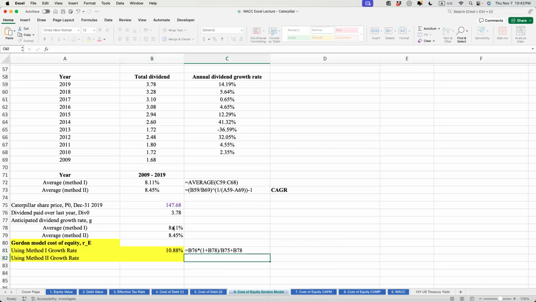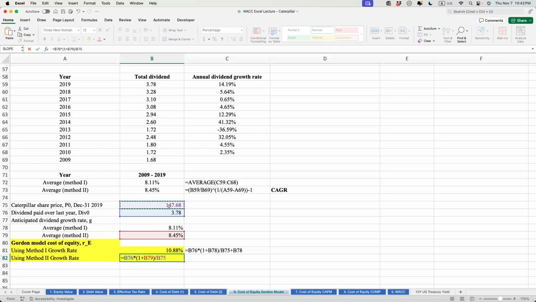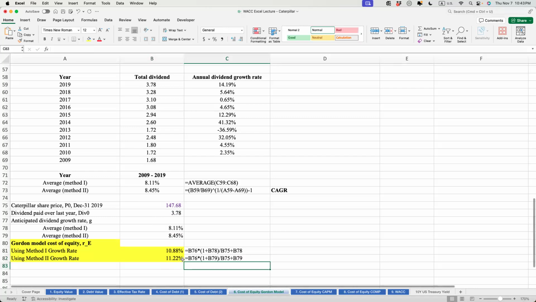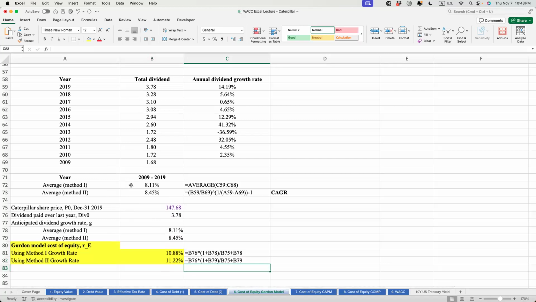Now you have the first one, calculating the estimated cost of equity using the average growth rate. Then how about we use the compound annual growth rate? Same idea here. There will be the dividends payment multiplied by 1 plus the compound annual growth rate, divided by shares outstanding, not shares outstanding, sorry, the share price. And then plus the compound annual growth rate. And then you get another cost of equity. So this is the Gordon model using two different growth rates to calculate the cost of equity.